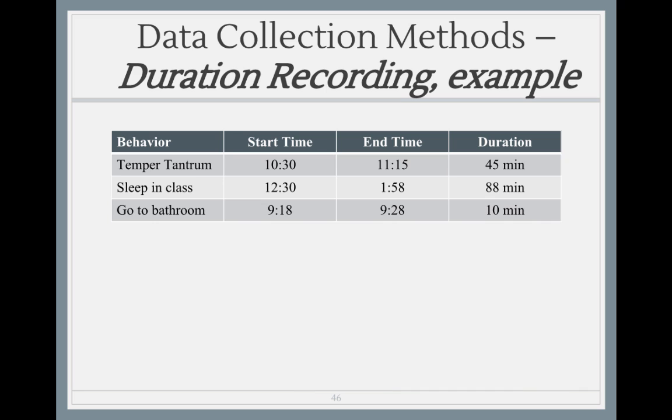Here's an example again of a chart that gives you some examples of duration recording. Your left-hand column is the behavior that you are keeping time on. The second column is the start time. So for example, the student's temper tantrum started around 10:30. The end time is when you as the observer determine that that behavior is now over. And then the last column just gives you the duration.